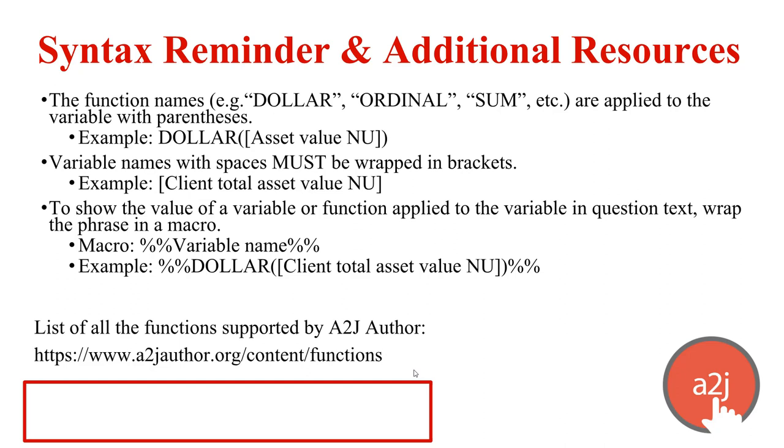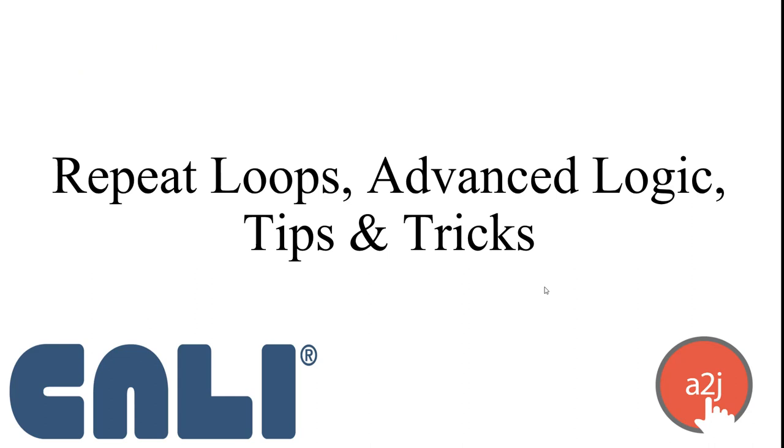So a list of all functions that are supported by A2J Author can be found at a2jauthor.org/content/functions. It's in the authoring guide under the function section. The next section will cover repeat loops, advanced logic, and tips and tricks.